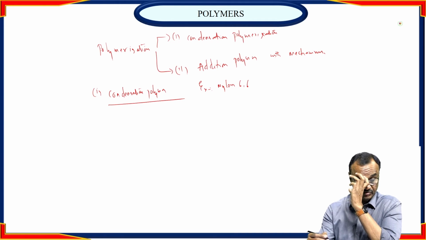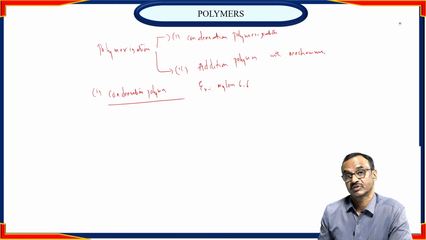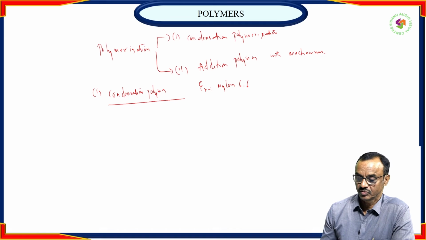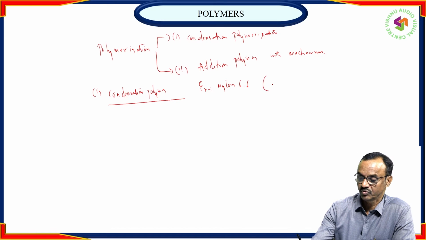So this lengthy product is formed by two different monomers. During the process of linking, liberation of water takes place. So this is formed by the two different monomers.